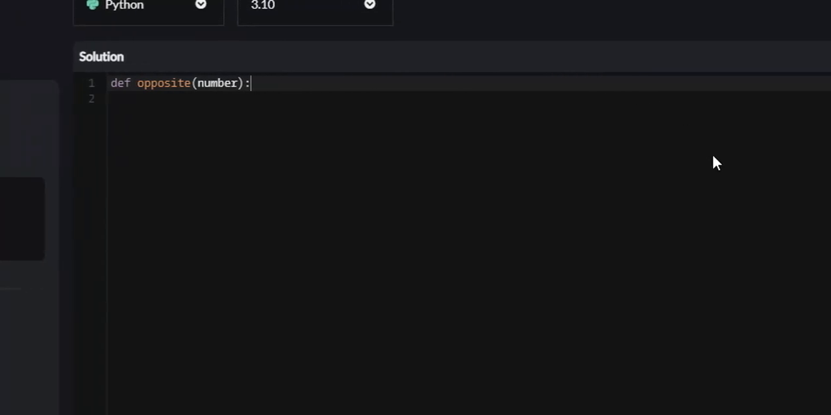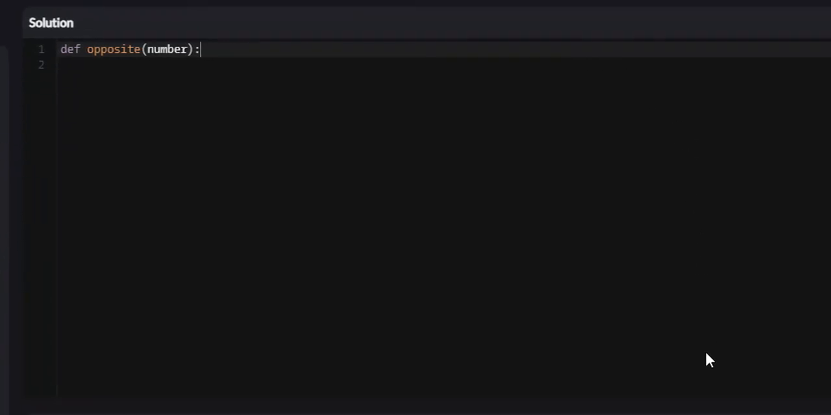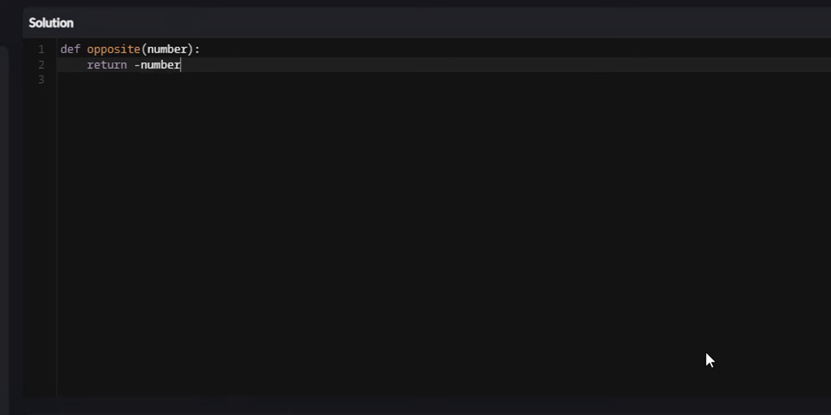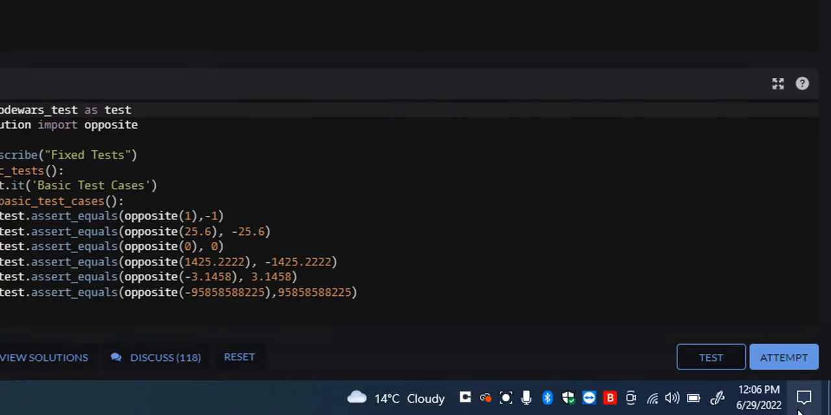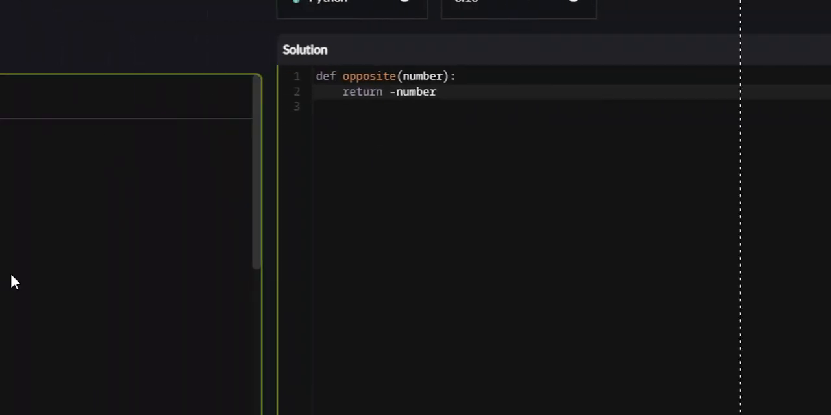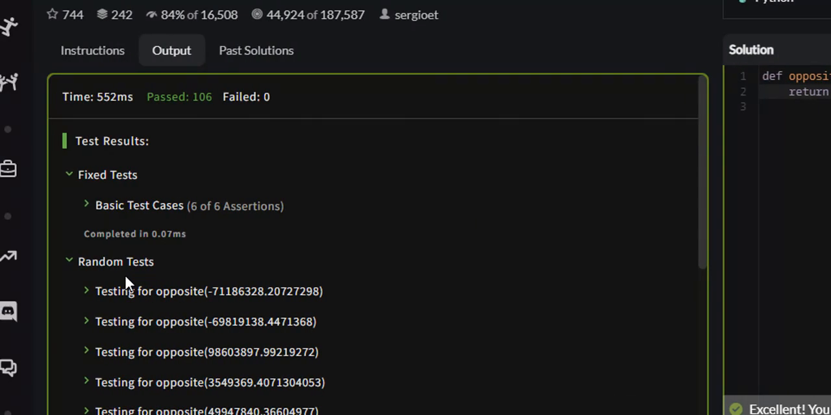Now, there's an extremely simple solution to solve this problem. Return negative number. And the reason this works is because if it's positive, it becomes a negative. And if it's negative, well, adding another negative would make it a double negative, and double negative is just positive. So let's attempt it and see if it works. All 106 test cases passed.